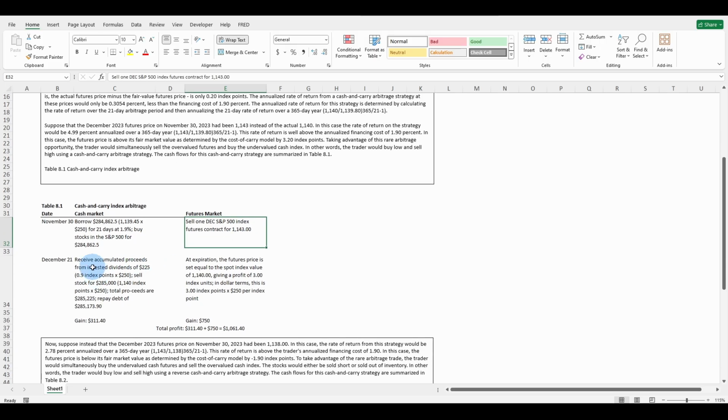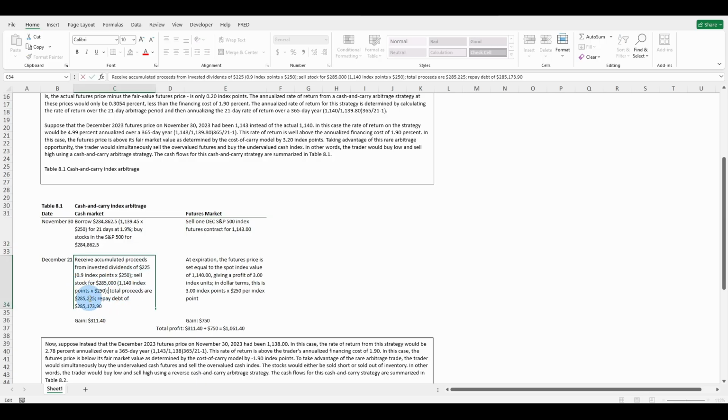On December 21st, receive accumulated proceeds from invested dividends of 0.9 index points times 250, which is 225. Sell stock for 285,000, 1140 index times 250. Total proceeds are 285,225. Repaid debt of 285,173.90.